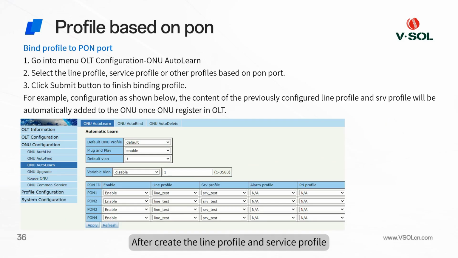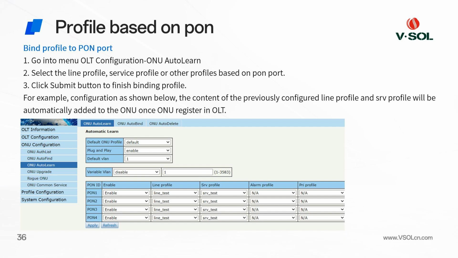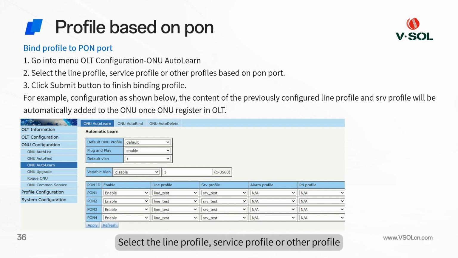After creating the line profile and service profile, we need to bind the profiles to the PON port. Go into the menu OLT Configuration, ONU Auto Learn. Select the line profile, service profile, or other profiles, then bind them on the PON port. You can bind only the PON ports you want to connect ONUs to. Then click the Submit button to finish binding the profile. For example, configuration as shown below.